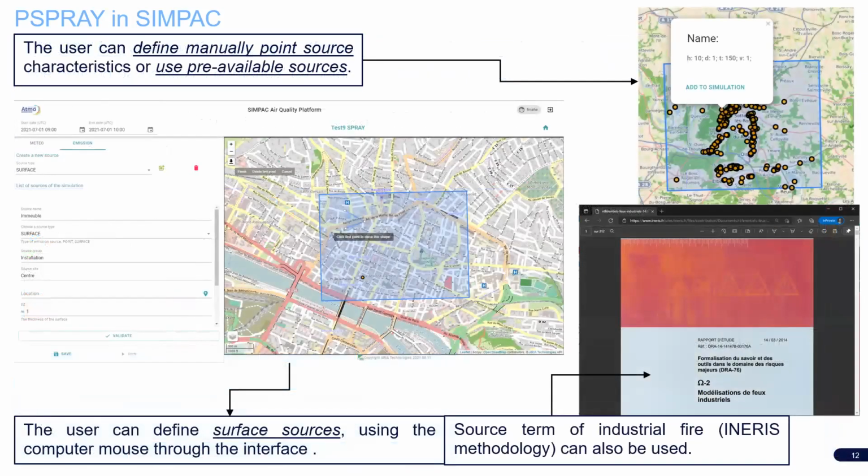Different sources also, because different types of sources can be defined: point sources, manually defined, or taken from a pre-available database. The user can also define, maybe this is not really visible here, but you have a triangle. The user can also define surface sources using the computer mouse through the web interface.